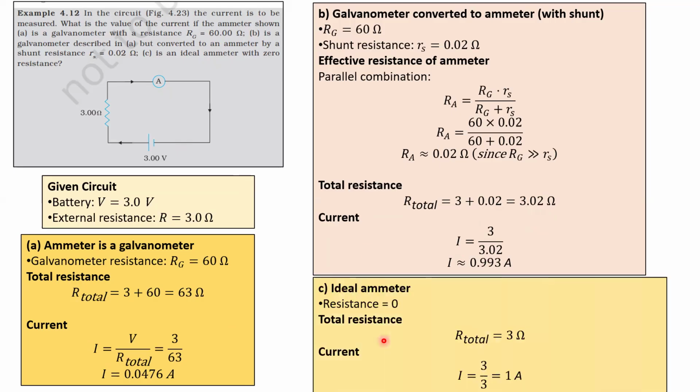Okay, we'll go for the last part now. It is an ideal ammeter with zero resistance. There is no resistance in the ammeter. Ideal ammeter, so what happened? If there is no resistance, only the external resistance will come into play. So I equal to E by R, that is 3 by 3, equal to 1 ampere.